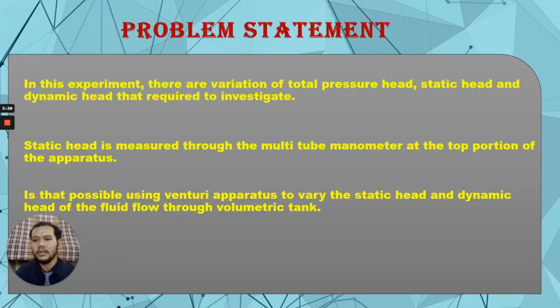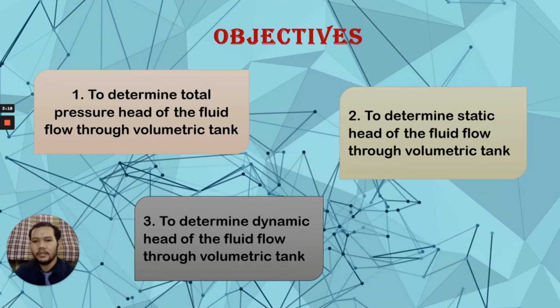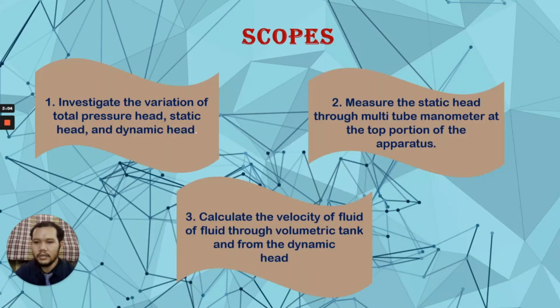Problem statement. In this experiment, there is a variation of total pressure head, static head and dynamic head that is required to be investigated. Is it possible to use the venturi apparatus to vary the static head and dynamic head of the fluid flow through the volumetric tank? The objectives of the experiment are: first, to determine the total pressure head of the fluid flow through the volumetric tank; second, to determine the static head of the fluid flow; lastly, to determine the dynamic head of the fluid flow through the volumetric tank.